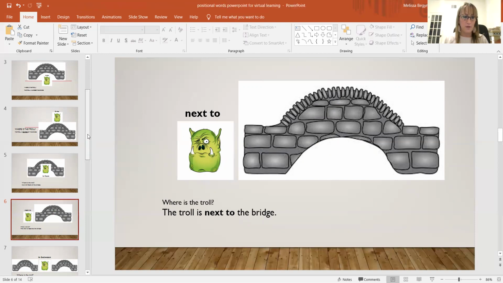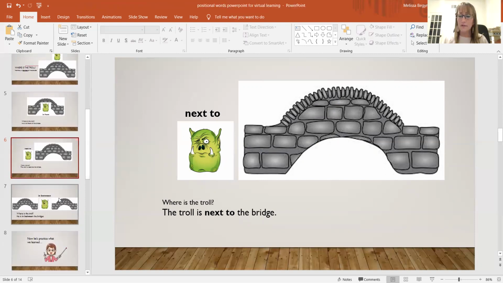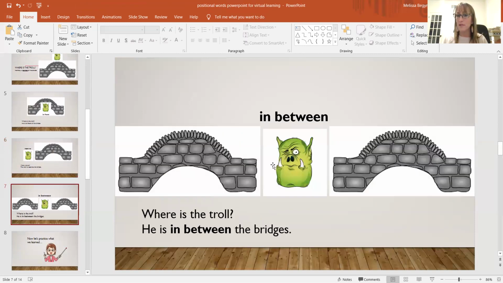Okay, here's another cool example. Here's the troll, here's one bridge, and here's the other bridge. Where is the troll? He's not on top of the bridges. He's not really next to them because there's not one bridge, there's two bridges there. Yes, he is in between the bridges. Here's one bridge and here's the other, and right in the middle is the troll. So when we are talking about positional words, what is the troll's position?